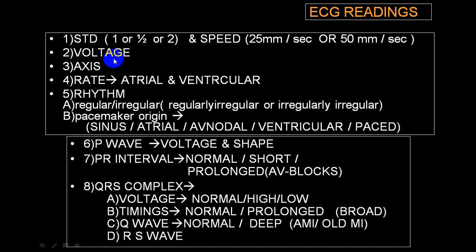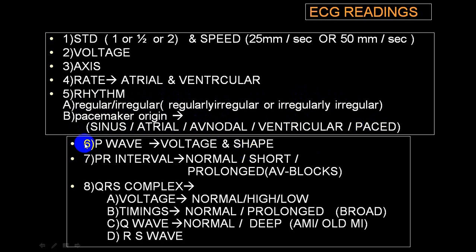Then look at the voltage of the QRS complex. Look at the axis of the QRS complex. Then calculate the atrial rate and ventricular rate. Look at the rhythm, whether it is regular or irregular, and if it is irregular, whether it is regularly irregular or irregularly irregular. And then look at the rhythm as far as the pacemaker origin is concerned: sinus, atrial, nodal, which we call junctional, or ventricular, or a paced rhythm because of a pacemaker.